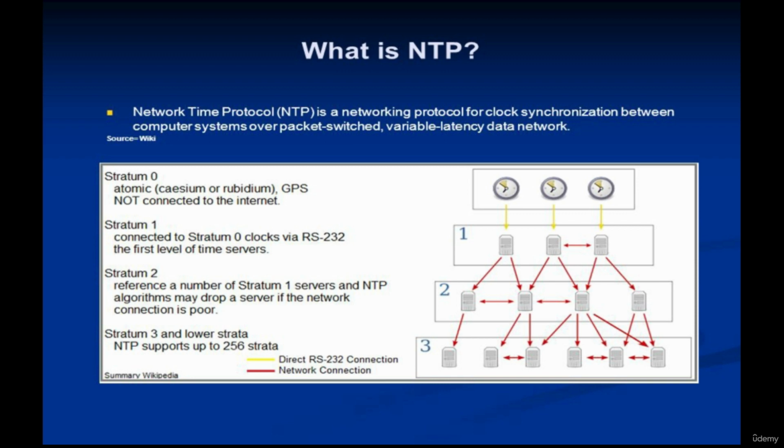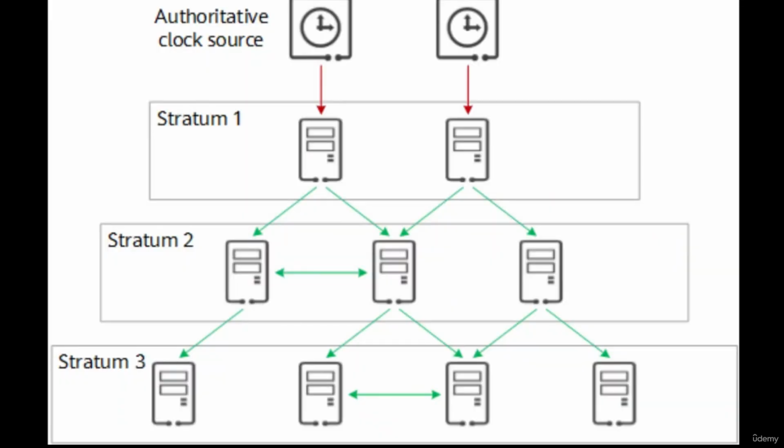Stratum 1 is connected to the Stratum 0 clocks, the first level of time servers. Stratum 2 references a number of Stratum 1 servers, and the NTP algorithm may drop a server if the network connection is poor. Stratum 3 and the lower strata. So have a look. Authoritative clock source, and all of stratum 1 to stratum 3 are connected with each other.